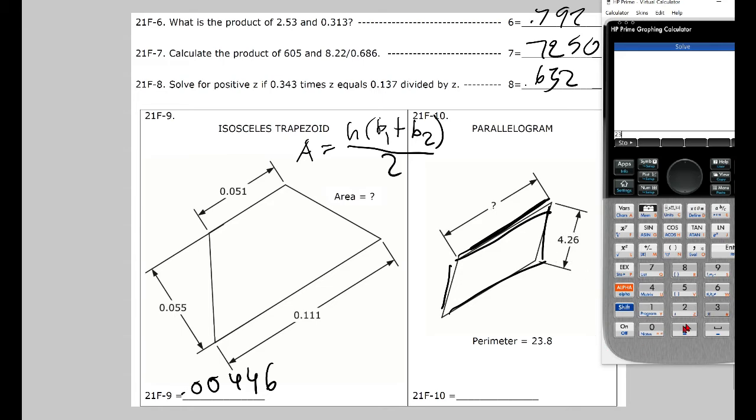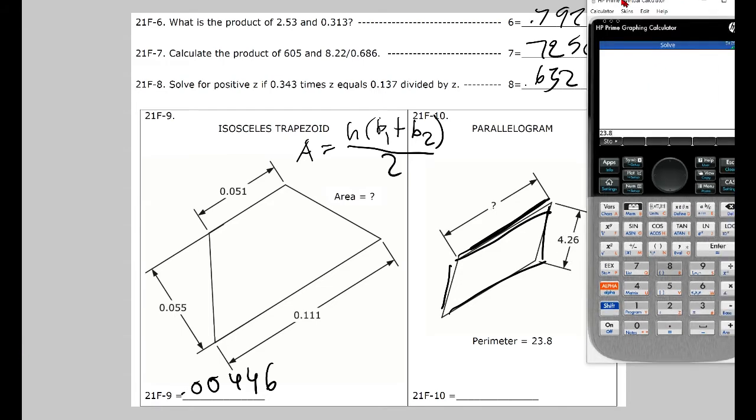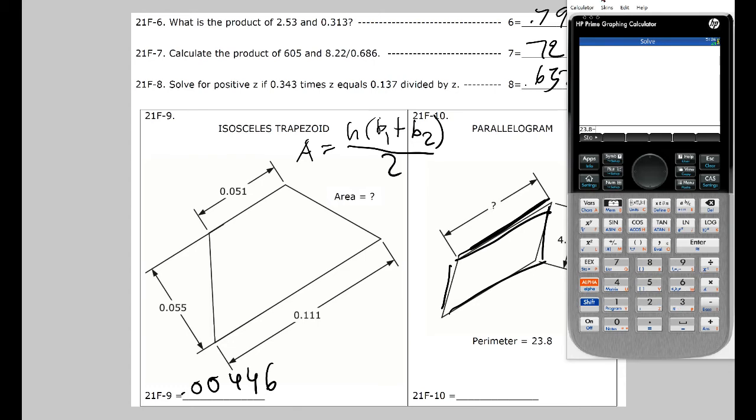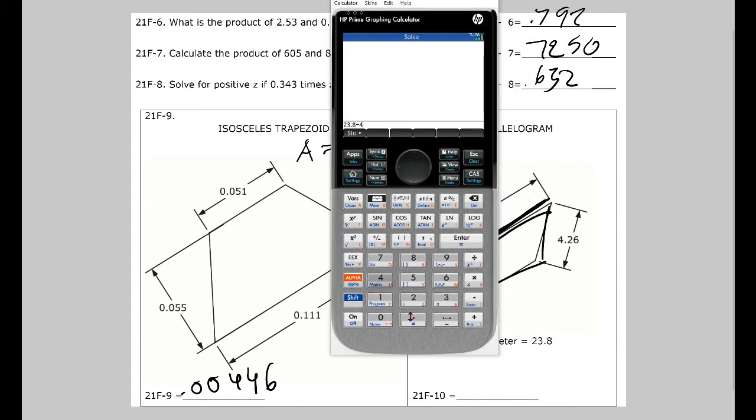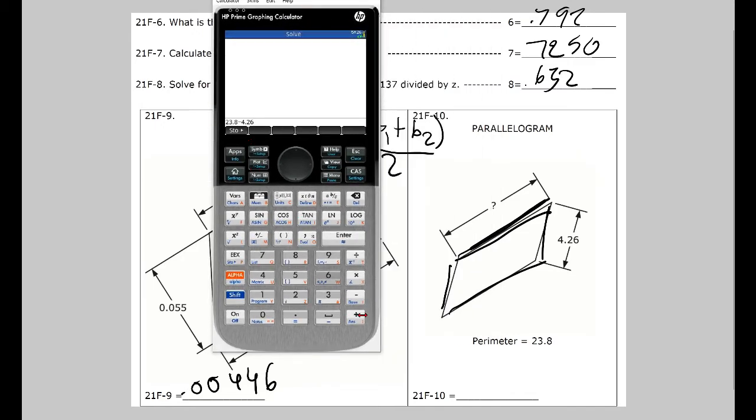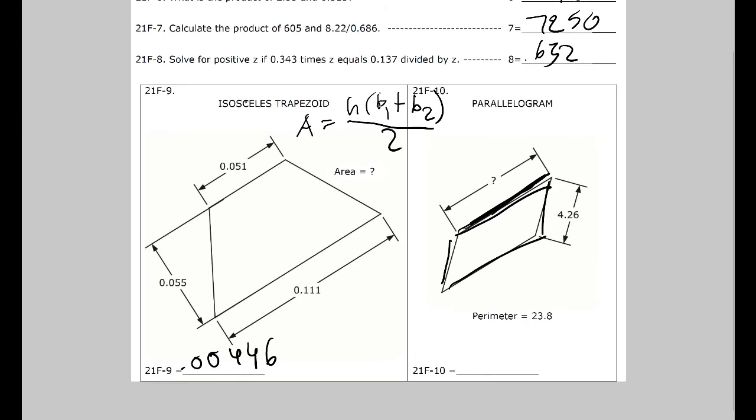So I'm going to do 23.8 minus 4.26. And then since I have two 4.26s, I'm actually going to do that times 2, just to get them both out of the way. So left over, I have 15.28, right? And this 15.28 encompasses this right here, and it encompasses this right here. So I actually need to divide this by 2 in order to just get one of these lengths, right?